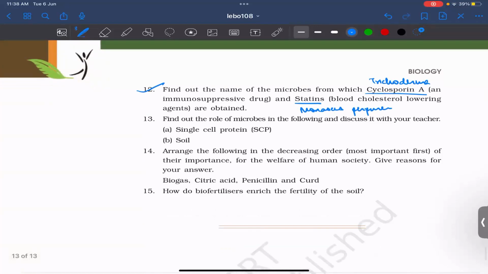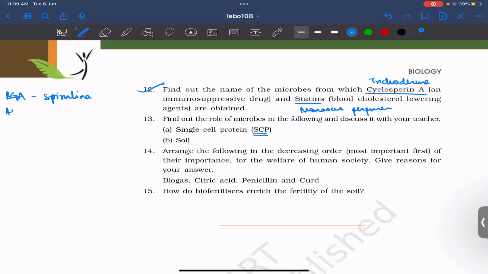Now the role in the following: single cell proteins. Okay, single cell proteins are used for the protein requirement of the human body. So the various examples of single cell proteins. This is also covered in your previous chapter, which is the strategies for enhancement in food production. So the single cell proteins are examples of blue-green algae. I'll just make down a list here. Blue-green algae, which is spirulina.